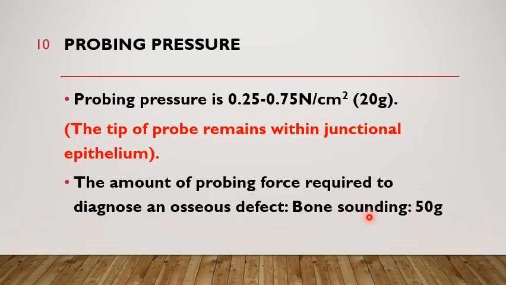But if we have to do the bone sounding, then we have to apply local anesthesia, and this is used to diagnose an osseous defect, to know the osseous morphology. We pierce the junctional epithelium and connective tissue and reach the bone. The pressure required will be around 50 grams.